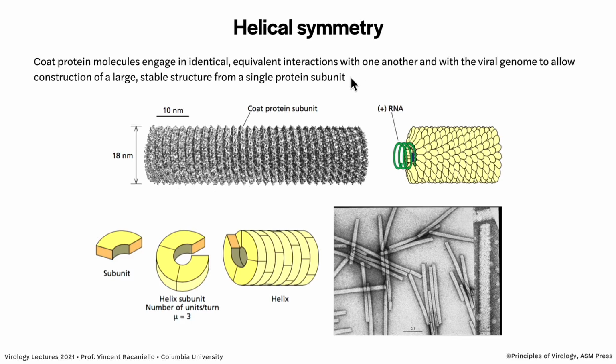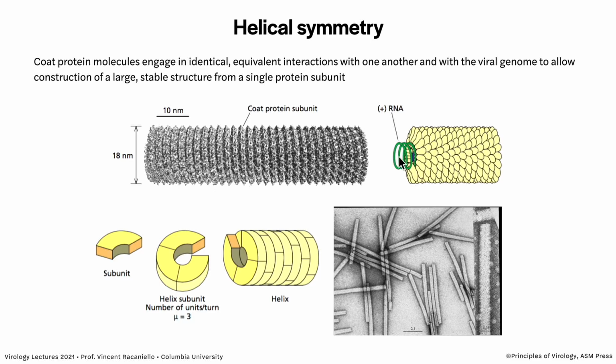First, helical symmetry. And we've met this virus. It's tobacco mosaic virus. It's an example of a virus constructed with helical symmetry. In fact, there's an electron micrograph of TMV, the rod-shaped particles. And here's actually a computer image built from the three-dimensional structure of the particle. And what this virus is made up of, a single coat protein here shown in yellow, this yellow subunit here, a subunit, of course, and they engage in identical equivalent interactions with one another and with the viral genome.